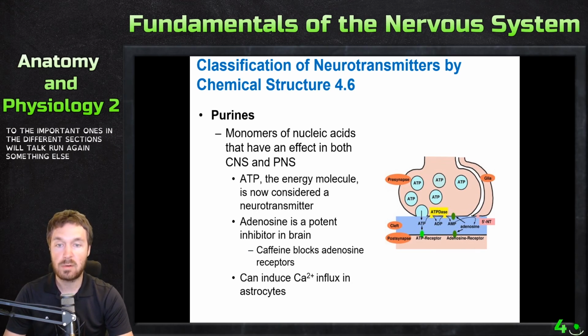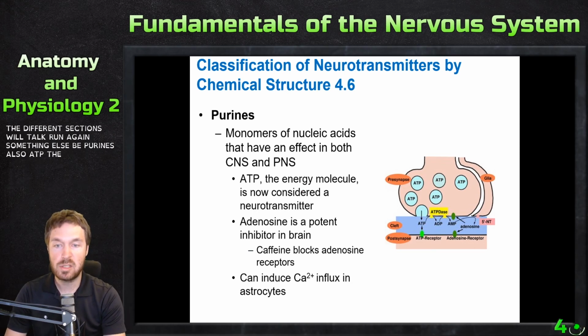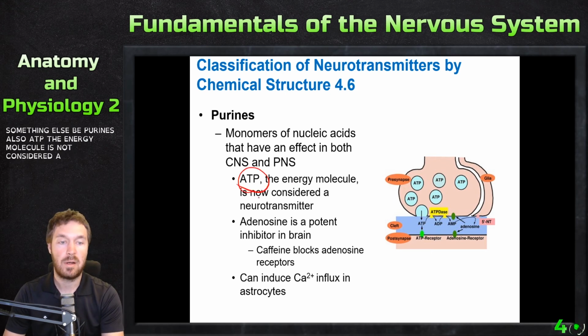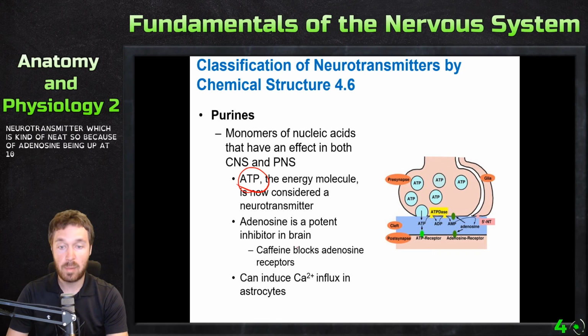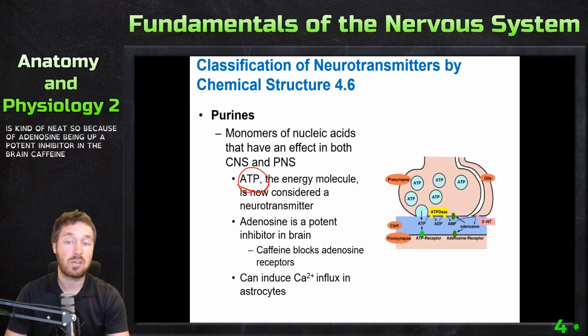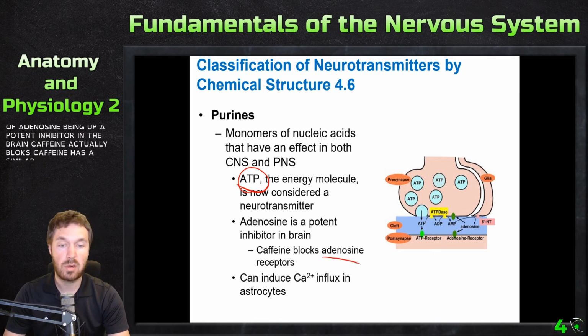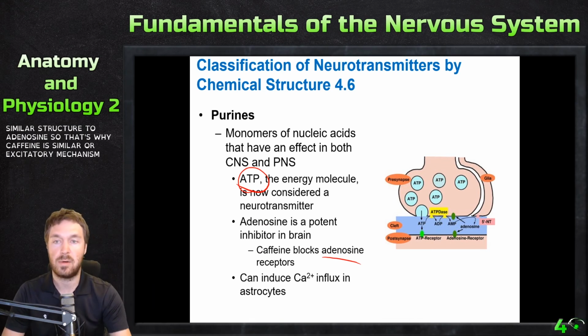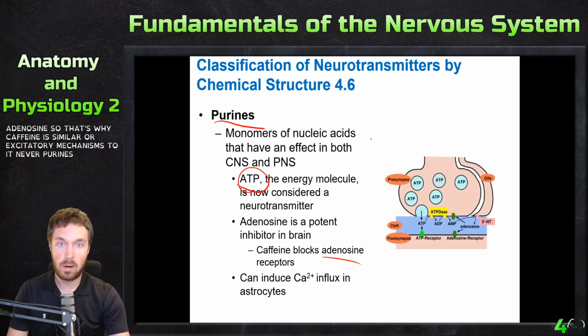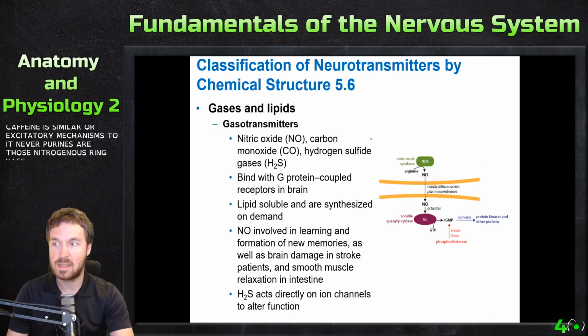Some can also be purines. So ATP, the energy molecule, is now considered a neurotransmitter, which is kind of neat. Because adenosine is a potent inhibitor in the brain, caffeine actually blocks it. Caffeine has a similar structure to adenosine, so that's why caffeine has excitatory effects. Remember, purines are those double nitrogenous ring bases.